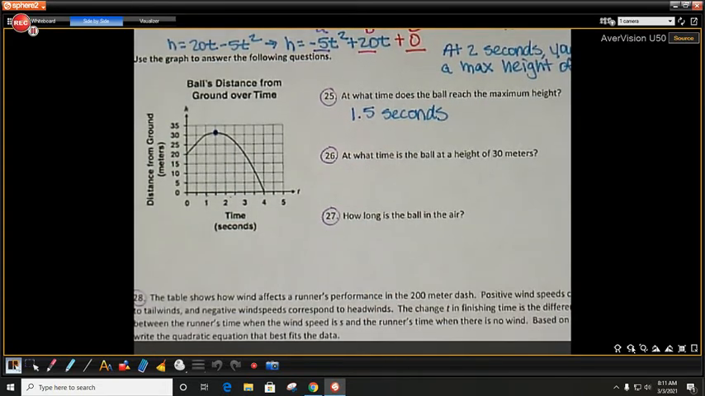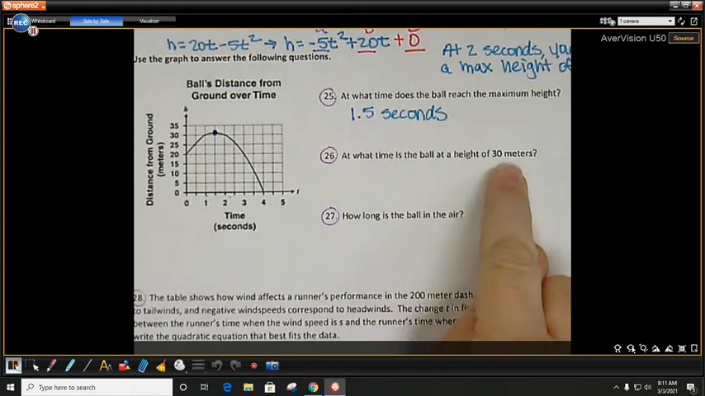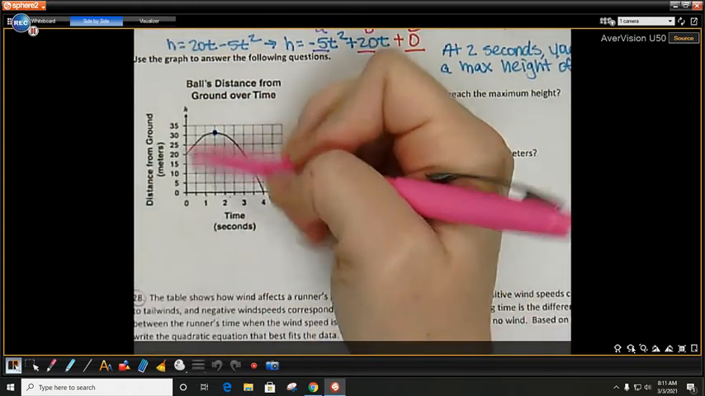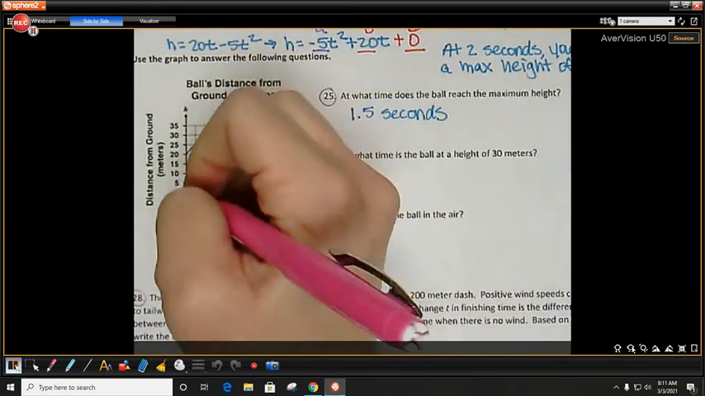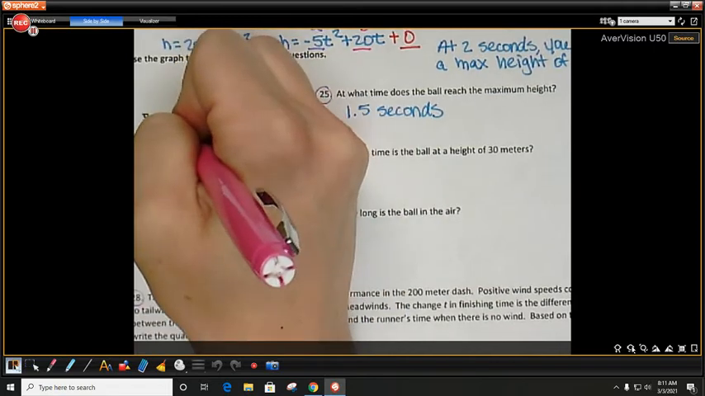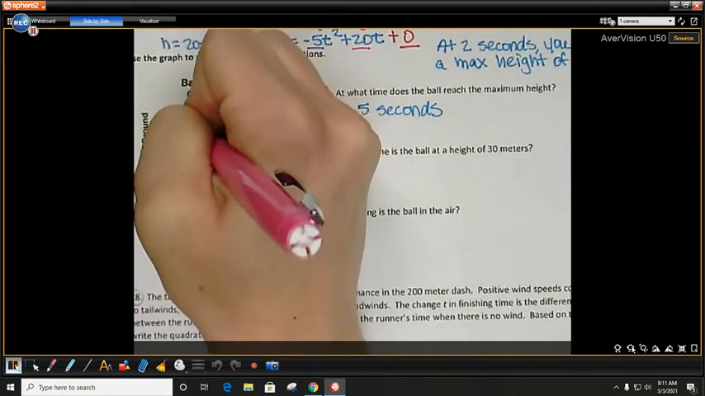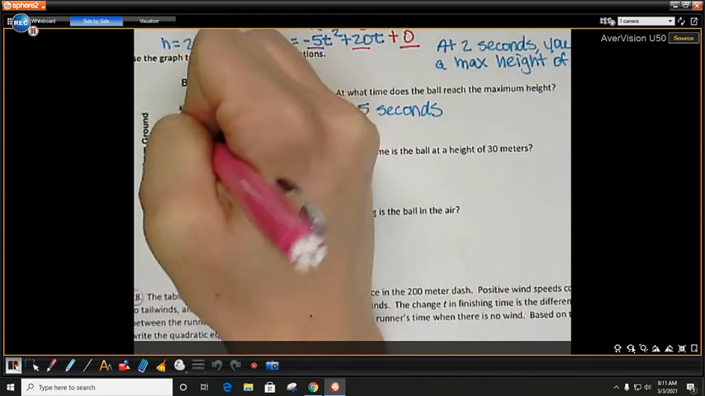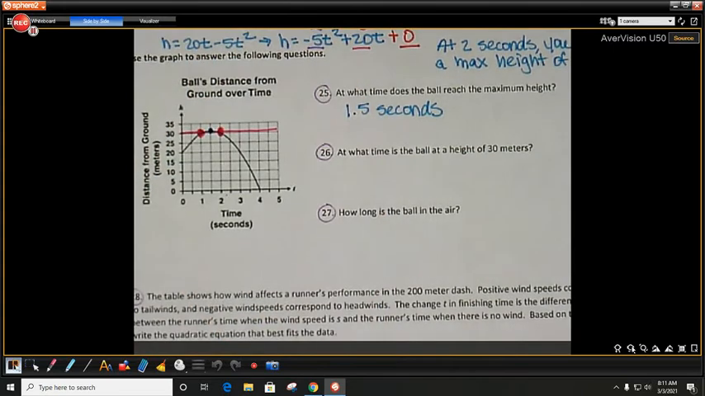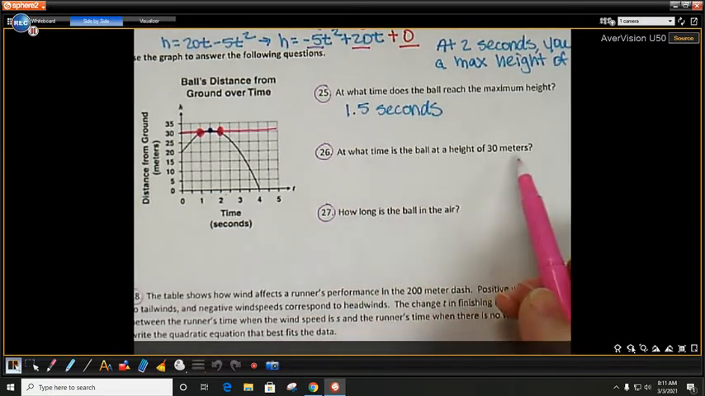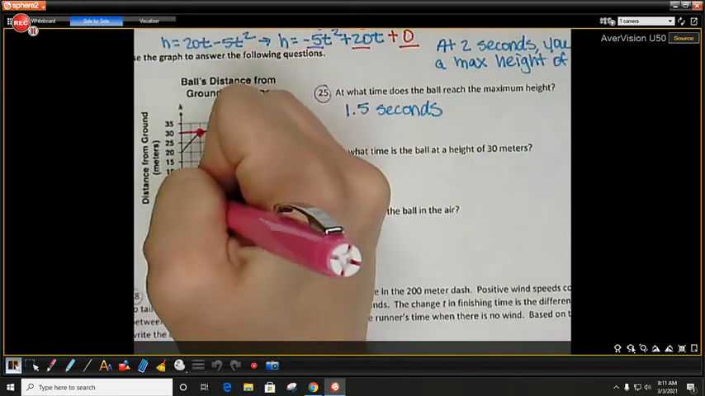Okay, the next one, at what time is the ball at 30 meters? So I'm going to go over here to my meters, which is labeled on my y-axis, go to 30, which is right here. I'm going to follow that across. Look, it hits your graph at 2 points. So I should have 2 answers here, okay? Because remember, quadratics all have paired points. Every point is reflected over that axis of symmetry except for the vertex. So if it's asking at what time will the ball be at a height of 30 meters, it's going to be at 1 second and at 2 seconds.